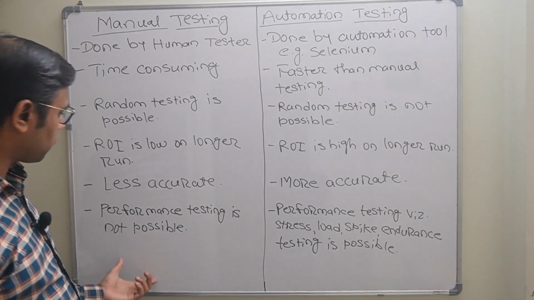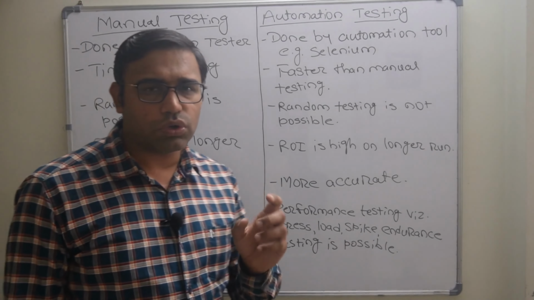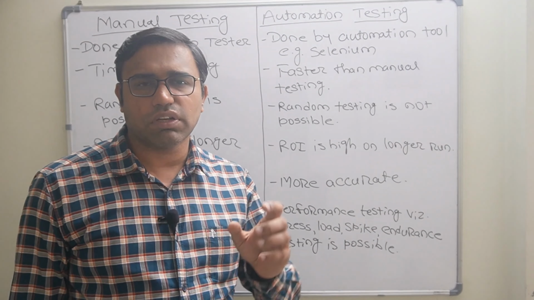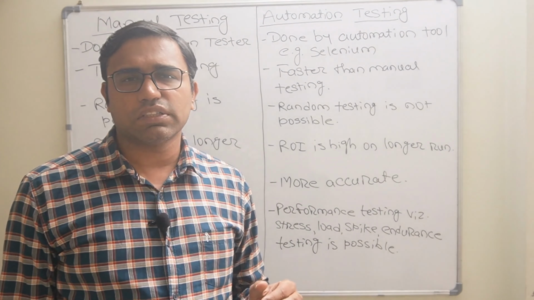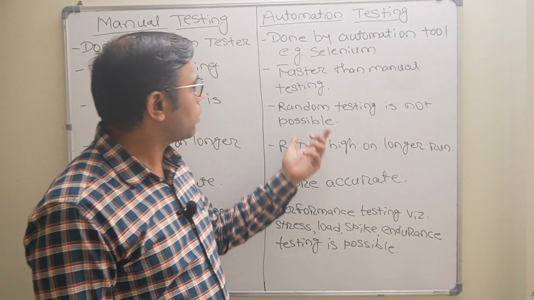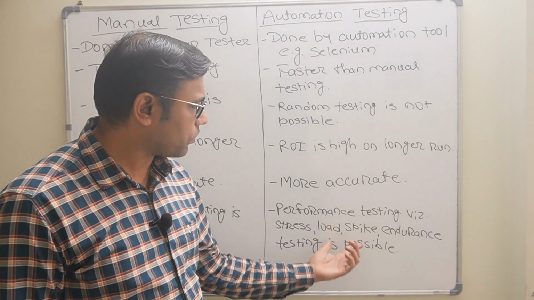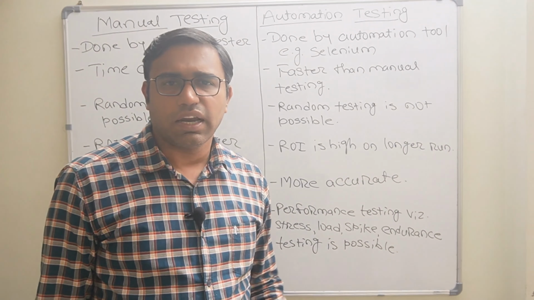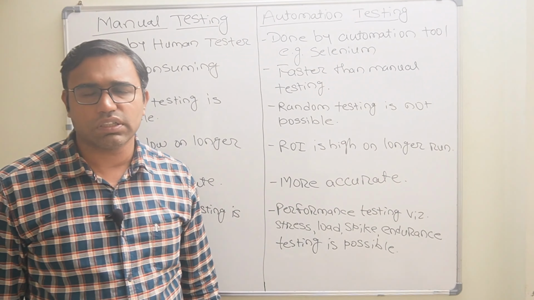And the last point is performance testing, which is not possible in manual testing. Performance testing means if you want to measure the performance of an application, let us say how much load it can handle, how much stress it can handle. If there is a sudden spike, then how the application handles the sudden spike. That is not at all possible in manual testing, but all the performance testing is possible in case of automation testing. So this is the difference between manual testing and automation testing.